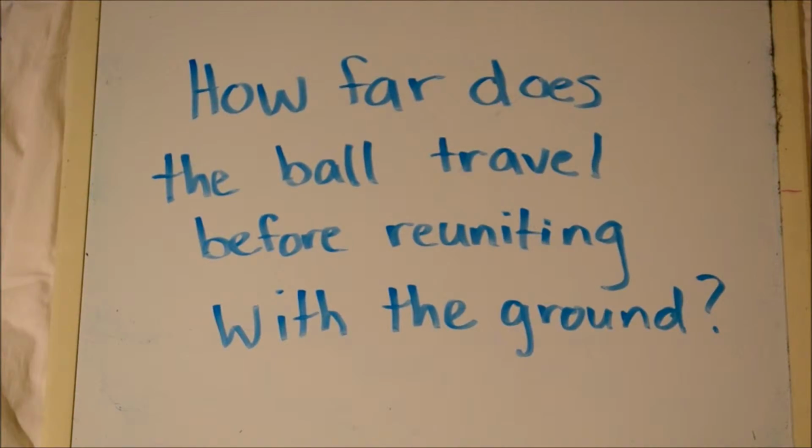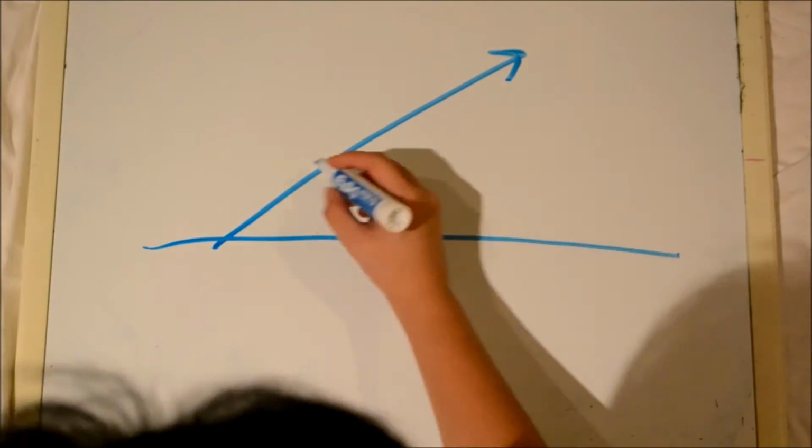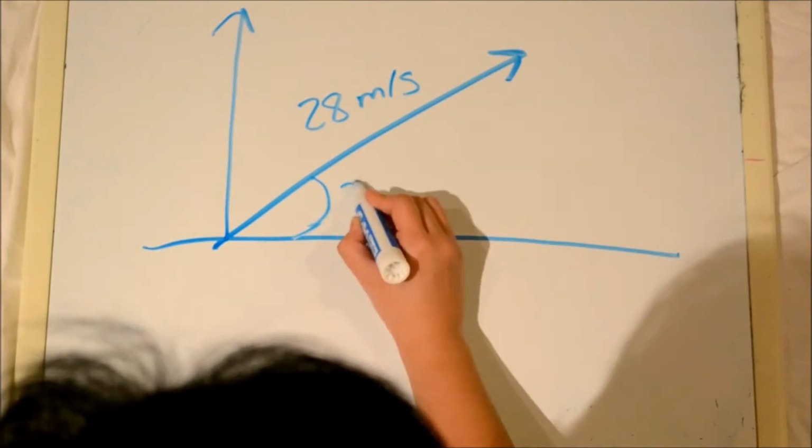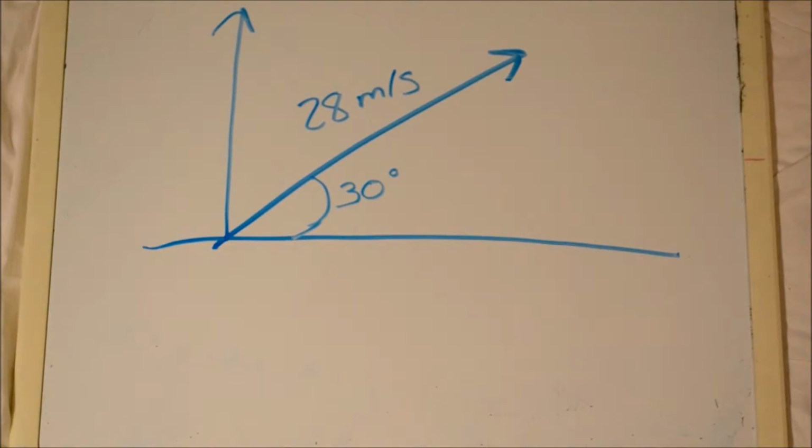To make things easier, let's draw out this scenario. We have a ball being launched at ground level at a 30-degree angle going 28 meters per second. So now we're going to use sine and cosine to help find the initial velocities of both the horizontal and vertical parts of motion.